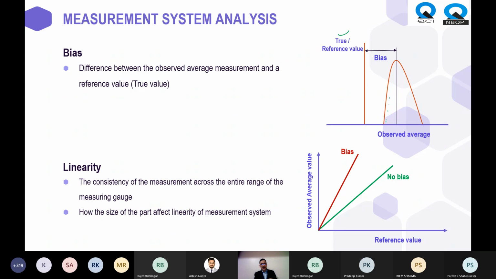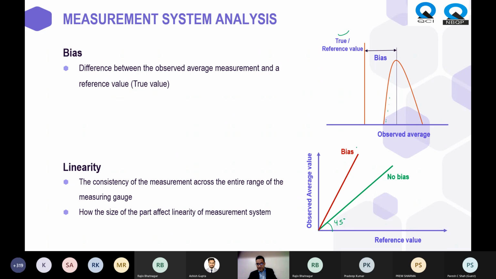In the case of 50 kg, the variation coming is 1 kg, but with 1000 kg, the variation coming is maybe 50 kg. So then my system has to be linear. This talks about how the size of the part affects the linearity of the measurement system. If I see this graph here, this green color, as my reference value is increasing, my observed value is also increasing. Both are proportionate, because this angle, in a mathematical sense, is 45 degrees, so it's linear. So I'm saying no bias and my system is linear.